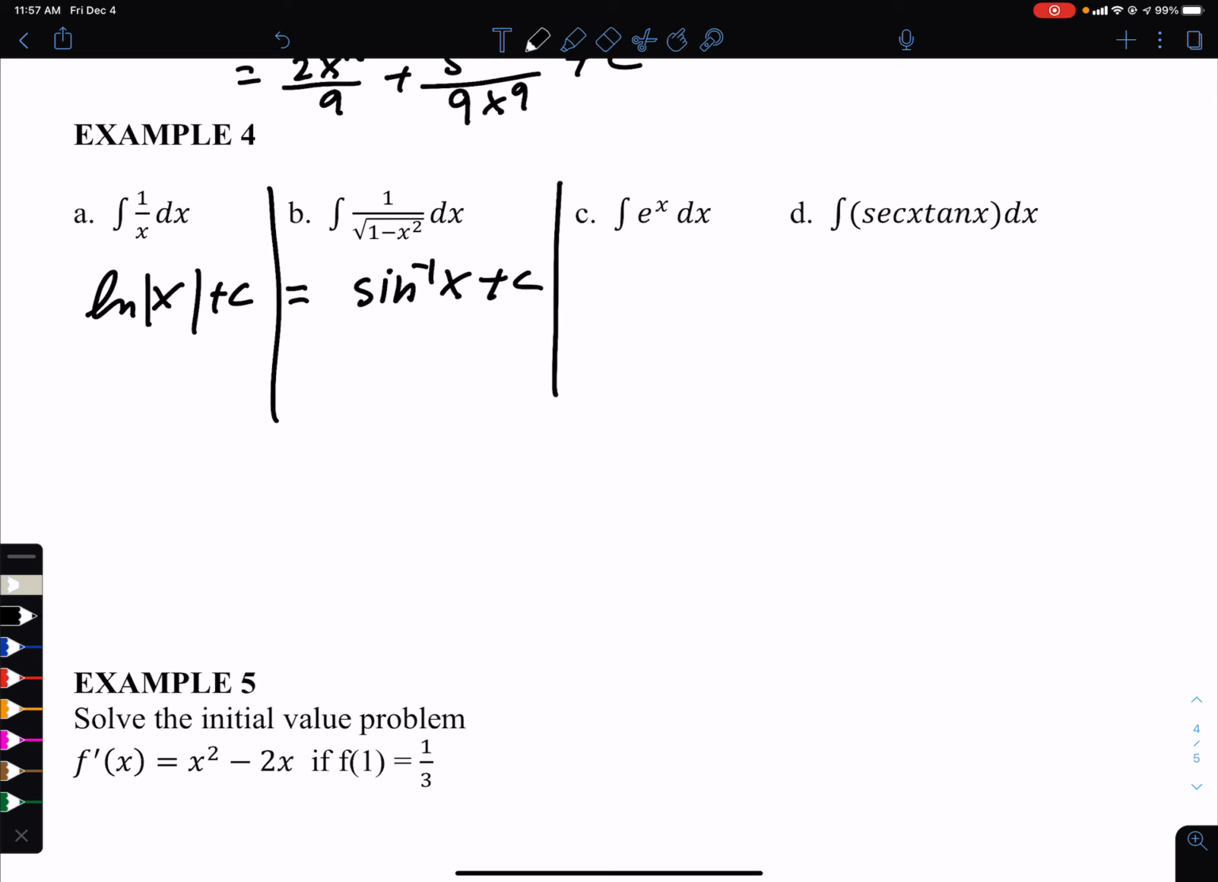The derivative of what is e to the x? That's e to the x plus c. Double check, take the derivative of that, and make sure you get that. And then the last one, the derivative of what is secant tangent, and you should remember secant x. The derivative of secant is secant tangent. That is one of the derivatives that you are supposed to know.